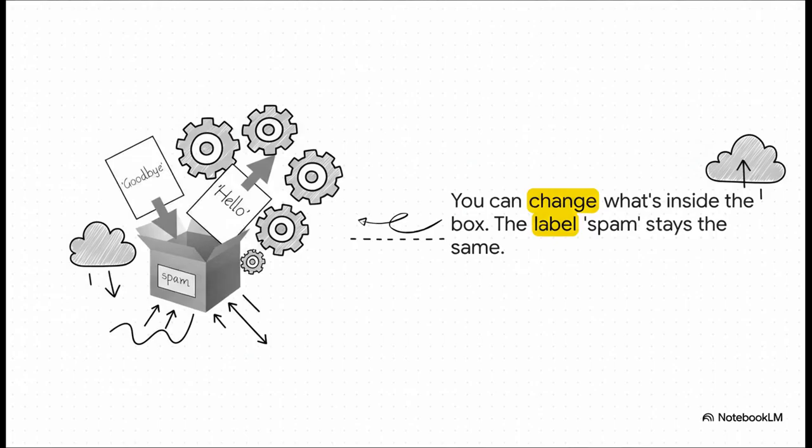And this is where the real power of variables comes in. The stuff inside the box isn't permanent. We can take one value out, like the word hello, and put a totally new value in, like goodbye. The label on the box, spam, stays the same, but the data inside can be updated whenever we want.